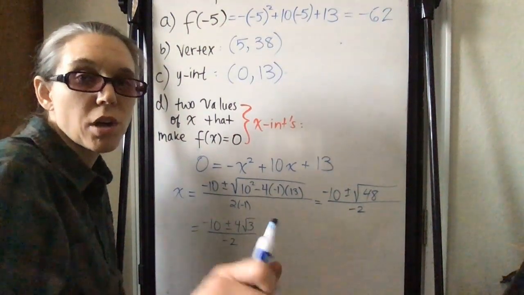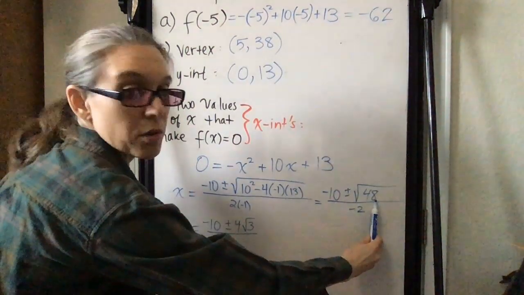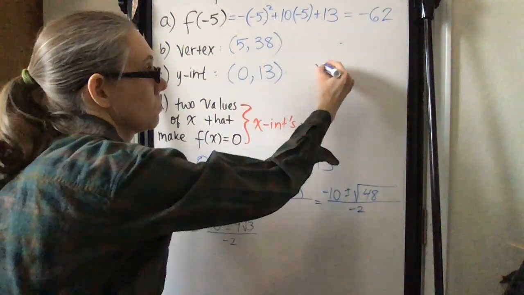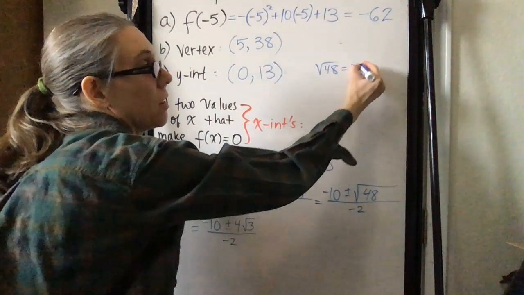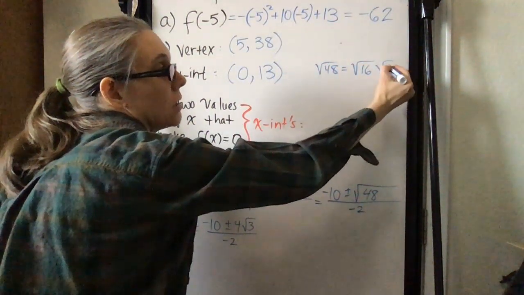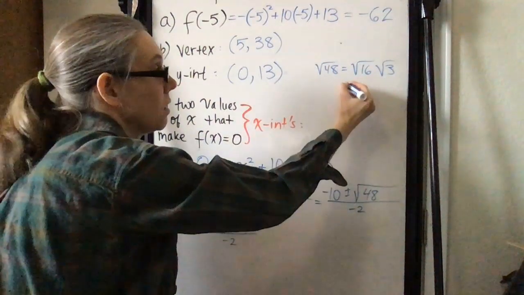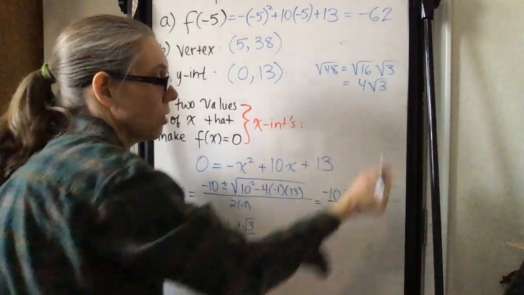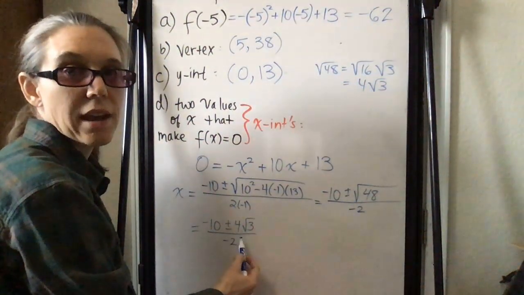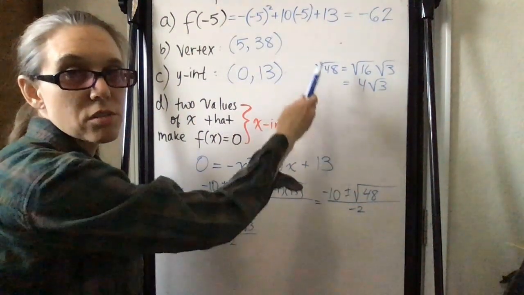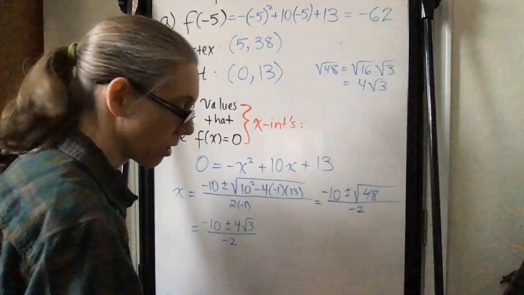If you need to show some work off to the side, the square root of 48 is the same thing as the square root of 16 times 3, which is 4 root 3. So you can either just simplify that in your head, or if you do want to show some work, just show it off to the side as scratch work.